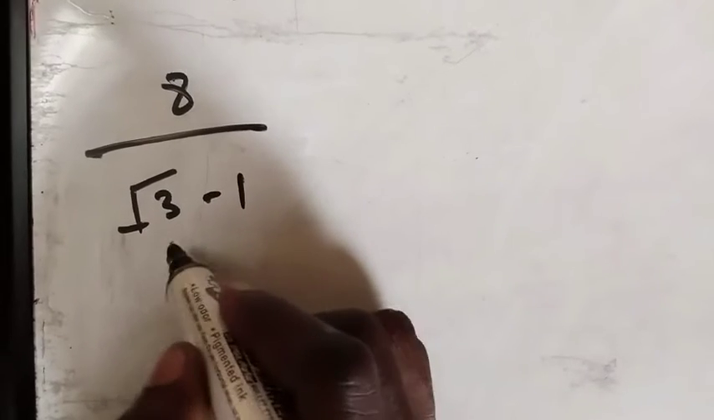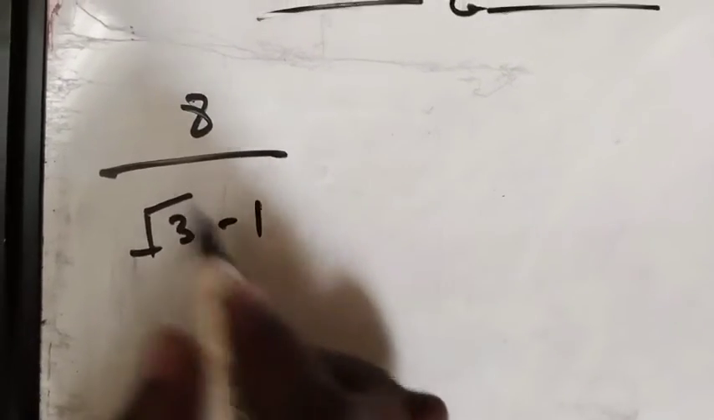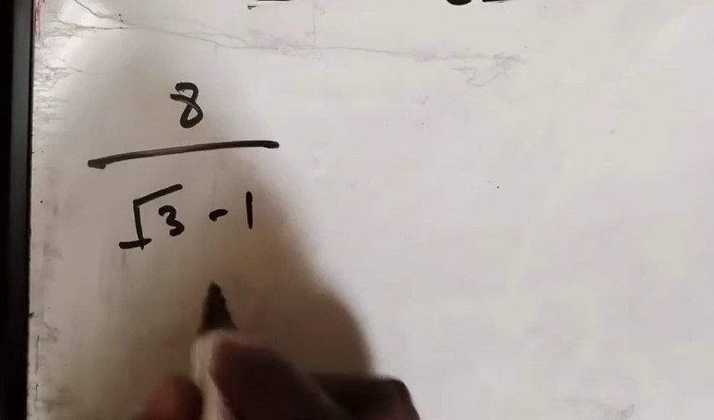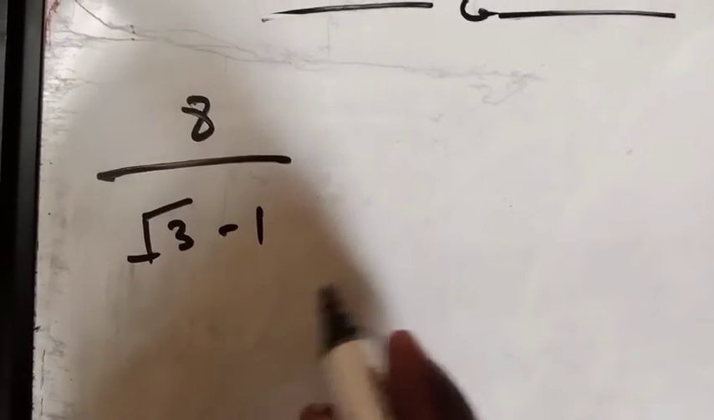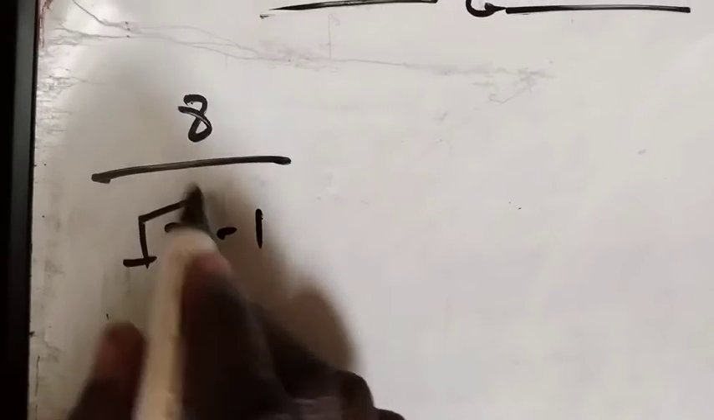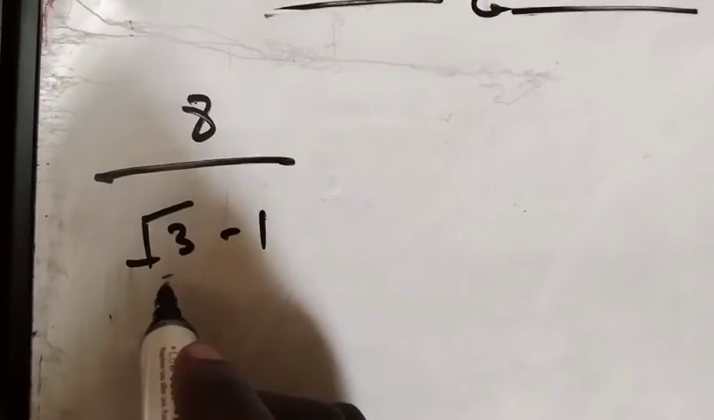Now here's a very quick one. Look at something. You have 8 over root 3 minus 1, right? So this is what you are having. Unlike the first one, where you have only one single term at the denominator, here we are having 2. So we want to rationalize this. Of course, you have to rationalize it, the reason being that at the denominator here, we are having the square root, right? Once you have a square root at the denominator, you have to rationalize.